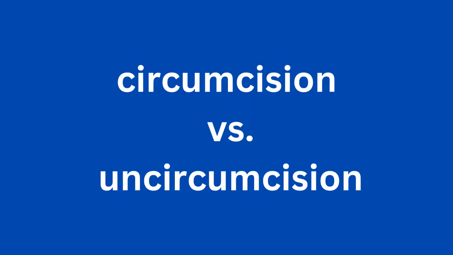It's circumcision and uncircumcision. So first, let's look at it in English because it makes it very simple for us to see. Circumcision versus uncircumcision. In English, there's clearly a relationship between these two words. One is someone who has experienced this surgical procedure. The other is someone who has not experienced this surgical procedure.